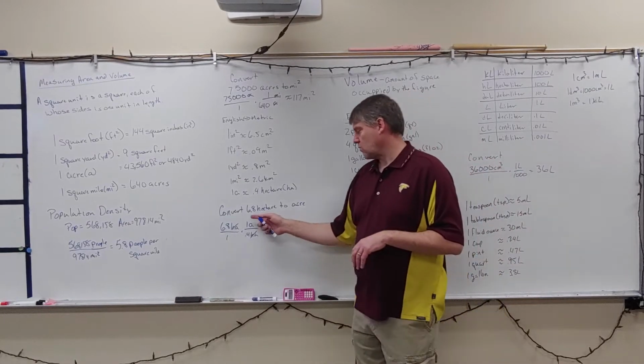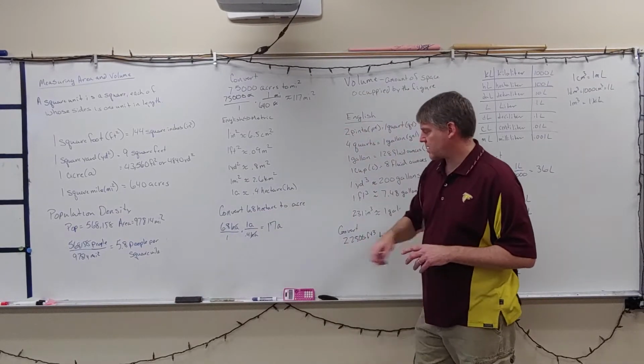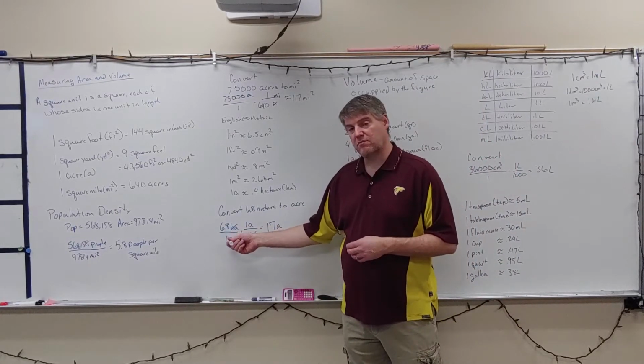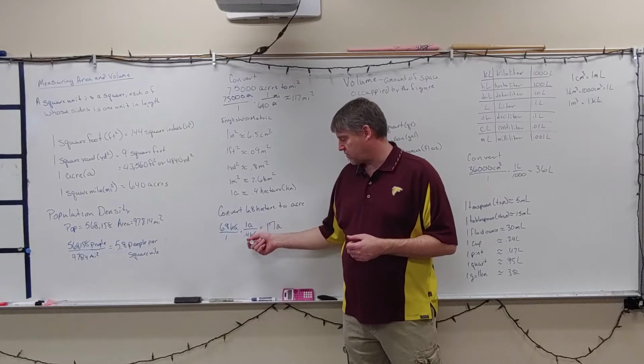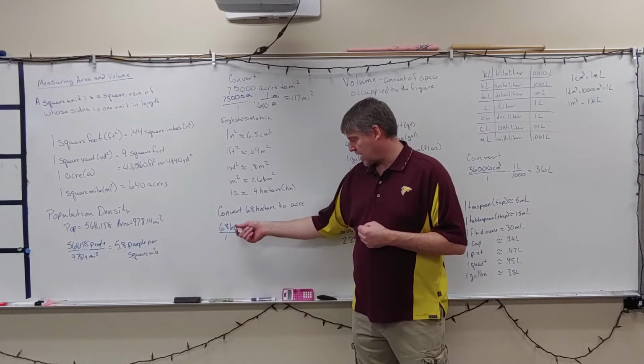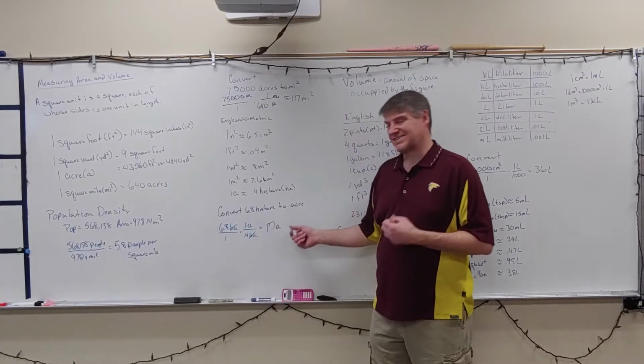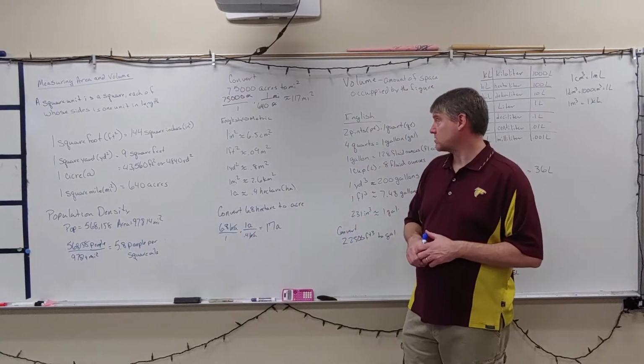Okay, so we're going to convert 6.8 hectares to acres. What we're going to do is take this 6.8, put it over 1, times 1 acre over 0.4 hectares, and I'm going to divide. 6.8 divided by 0.4 gives me 17 acres.